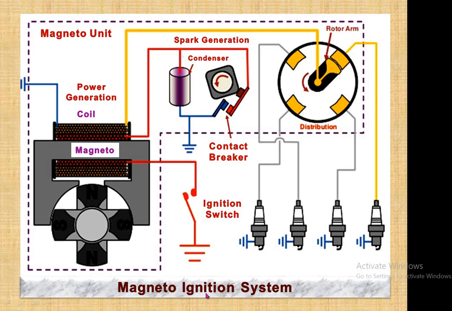Now this is the magneto ignition system. Magnets are used in the circuit to produce the electric current, and this electric current produces the spark, and it is distributed to the different spark plugs of the different cylinders.